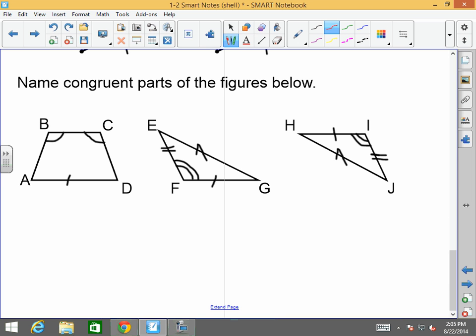Okay, how can a segment be equal to an angle? No, don't worry. Thank you. Angle B and angle C. There you go. Thank you, sir. So angle B would be congruent to angle C.